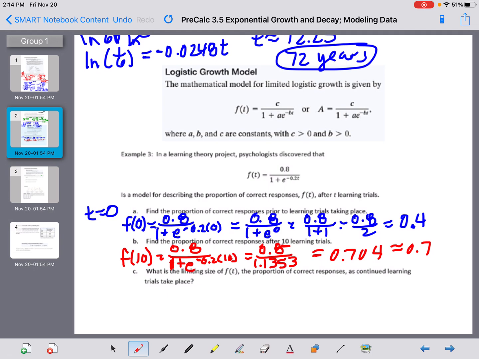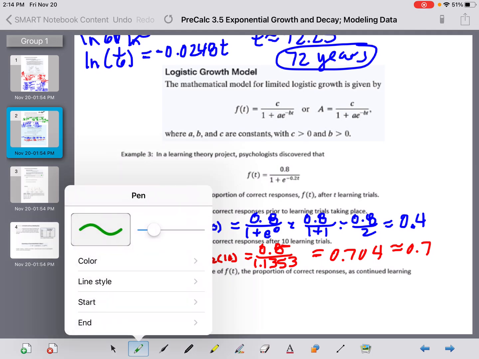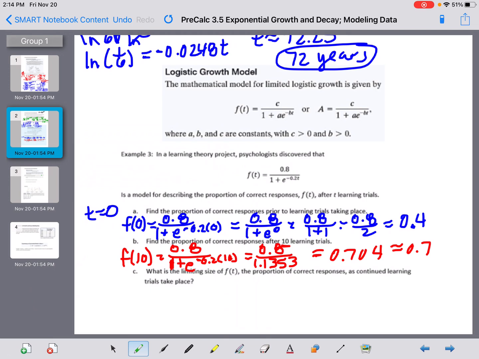All right, the last question down here at the bottom is kind of learning what was going on here. It says, what is the limiting size of f of t, the proportion of correct responses as continued learning trials take place? Okay, so it's saying, I definitely increased, right, up to 0.7. So let's say I learned 100 times. I was taught at 100 learning trials, right, 100 or 1,000. What's the highest number I'm going to get out of here, okay? The limiting size. And some of it is just plain understanding our equation.